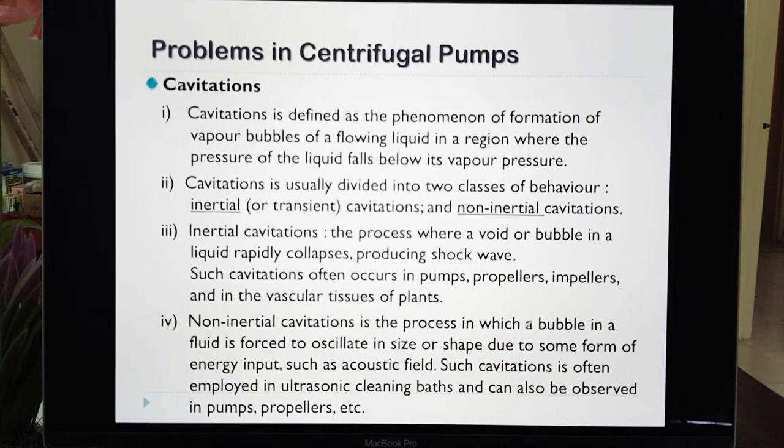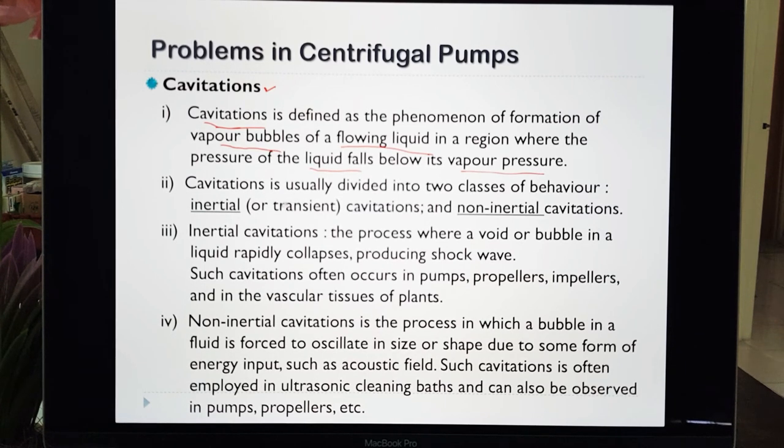Alright, so now what is the problem in a centrifugal pump? For a centrifugal pump, we have a problem in terms of cavitation. So cavitation, what is cavitation? Cavitation is defined as a phenomenon of formation of vapor bubbles in the flowing liquid in a region where the pressure of the liquid falls below the vapor pressure.